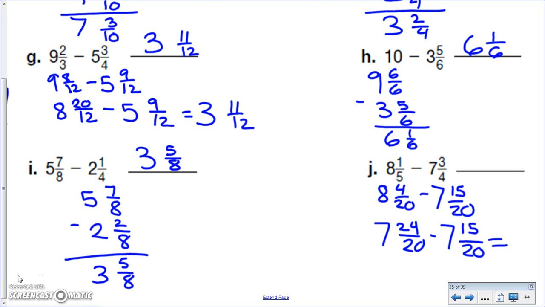We know 7 minus 7 is 0, so we don't need to put the 0, so we're just subtracting the fractions now. 24 minus 15 is 9, so our answer is 9/20.